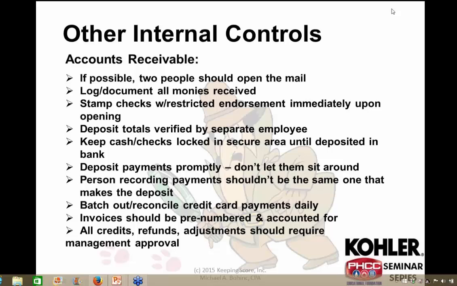Keep anything that comes in cash-wise, checks, locked in a secure area, a locked box or drawer or something, until you deposit it into the bank. I don't recommend that you keep cash especially, or checks for the company in the office sitting around for very long. The longer it sits around, the more likelihood it's got a chance of being stolen or something happening to it. So if you're a smaller company and maybe you don't make deposits every day, maybe it's every other day.